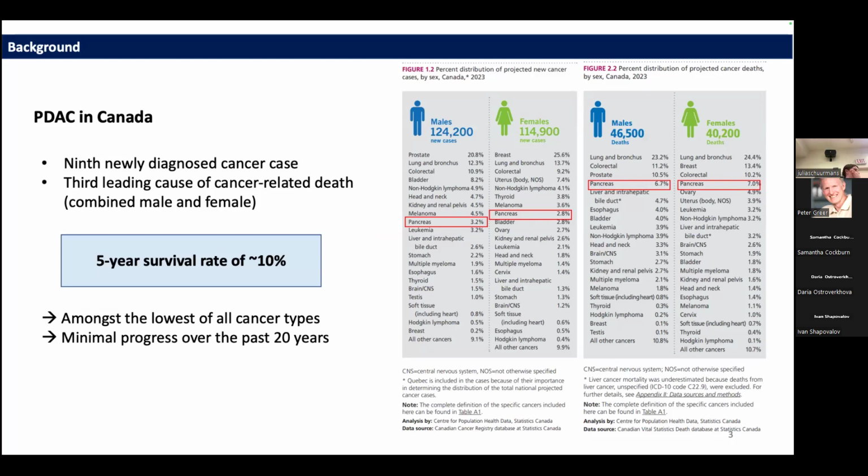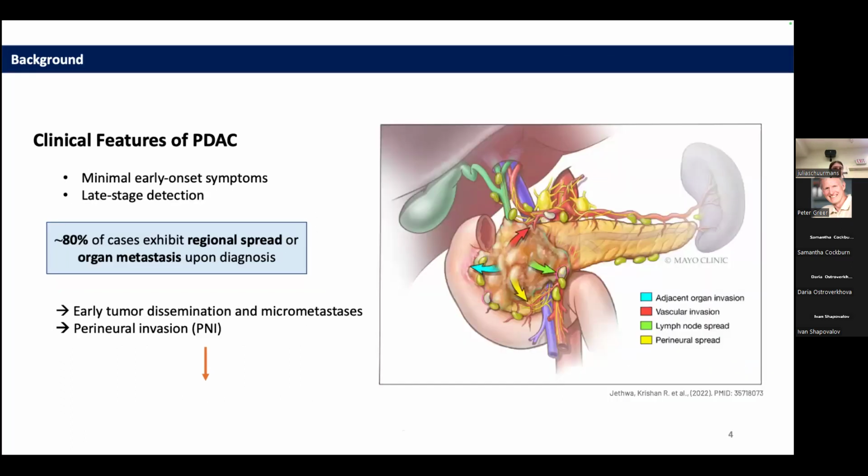Pancreatic cancer, specifically PDAC, is resistant to a lot of common cancer therapies, including chemotherapies and radiation. So this points to the need for research into novel therapeutic targets or novel therapies to target this cancer. So why is pancreatic cancer so lethal? It's multifactorial in nature, the first being that there are minimal early onset symptoms. So a lot of individuals who have this disease don't know they have it until it's progressed.